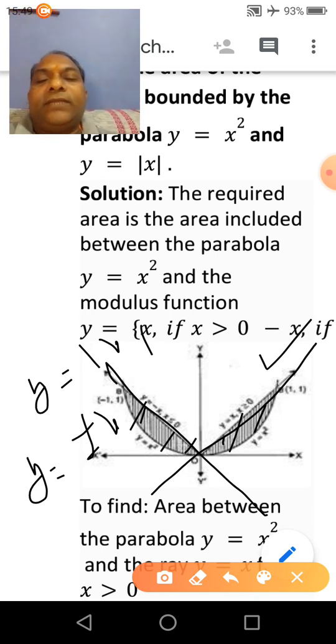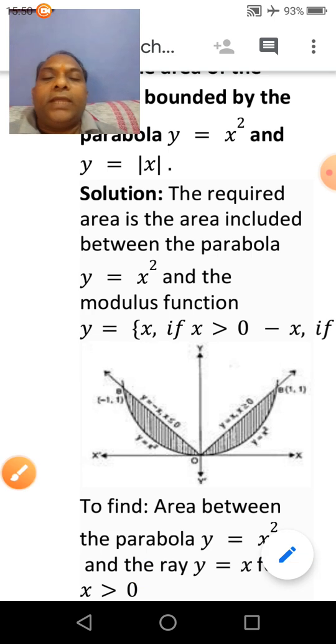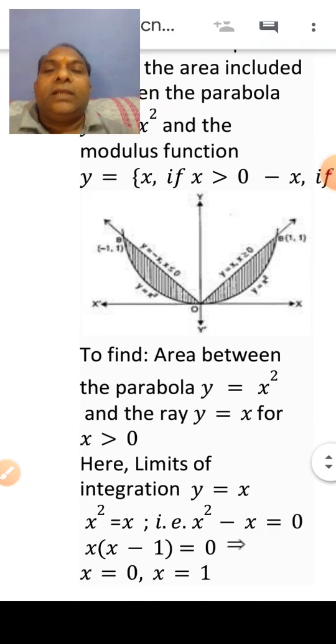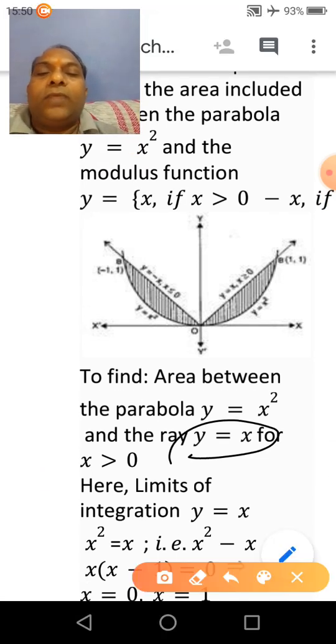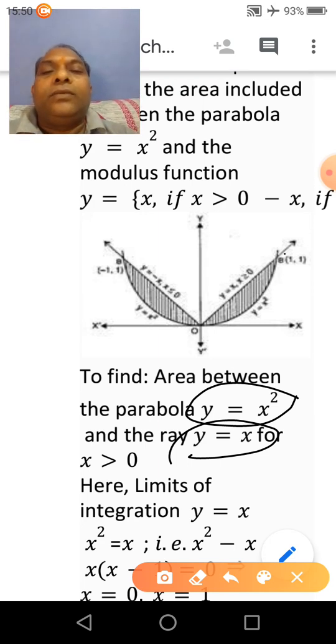So area of the shaded region will be equal to 2 into the area of this region. Clear? The area of the bounded region will be equal to 2 into the area of the shaded region in the first quadrant. To find its area, firstly solve the line y is equal to x and the parabola y is equal to x square and find the point of intersection, which will be this one. Clear?